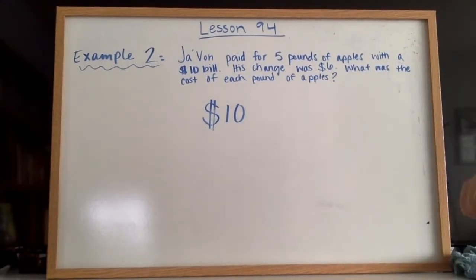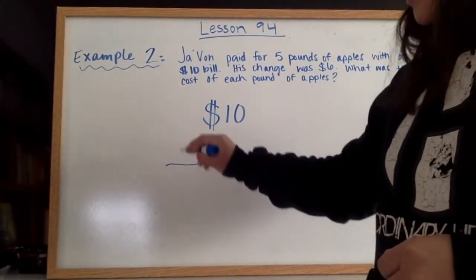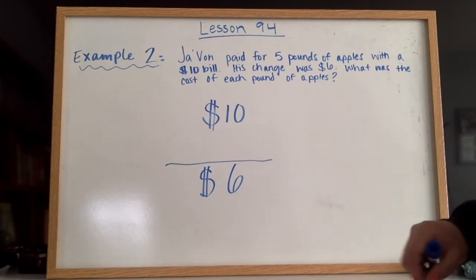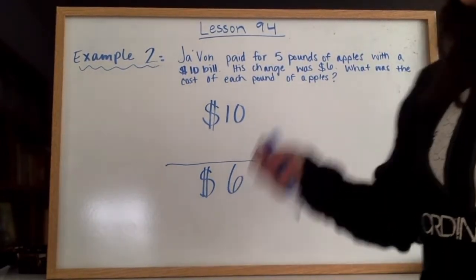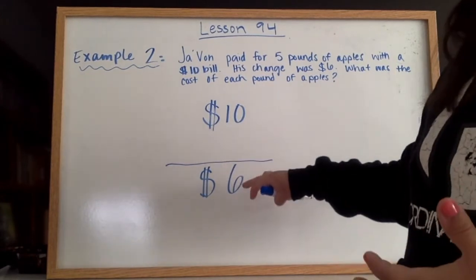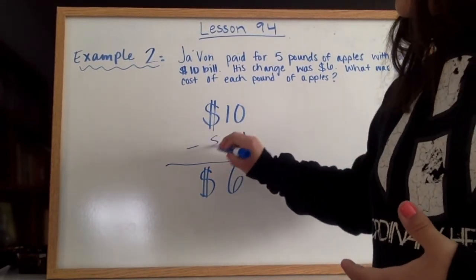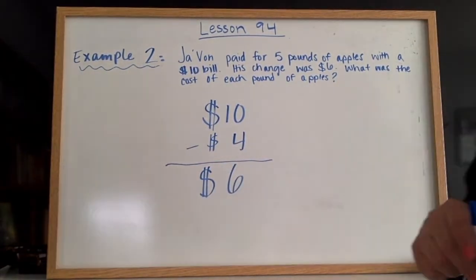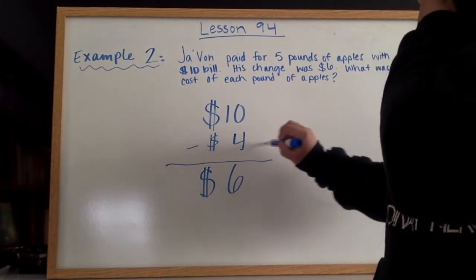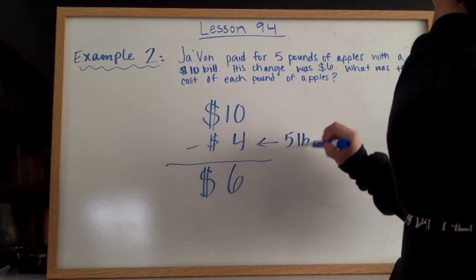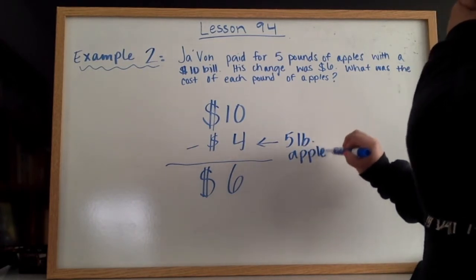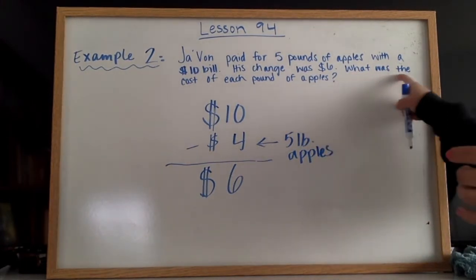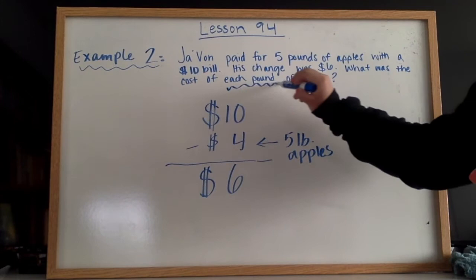His change was $6. So what he got back was $6 in the end. So how much did it cost for all of those apples? Well, 10 minus 4 is 6. Or you can think 10 minus 6 is 4, okay? So we know that this is how much the 5 pounds of apples was worth. Okay, $4. So the question asks us what was the cost of each pound of apples.